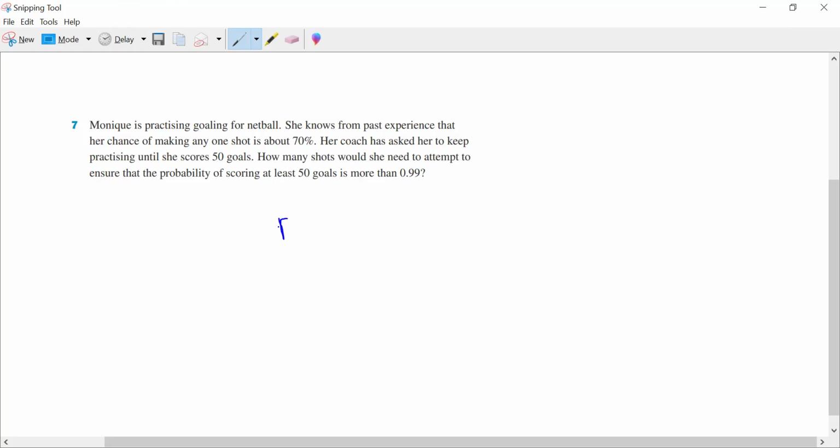Okay, so we can write out our probability. P(X ≥ 50), where X is the number of scores, and this probability is more than 0.99. Now the TI Inspire CX2 works backwards. So we need to rewrite our probability as P(X ≤ 49) < 0.01.